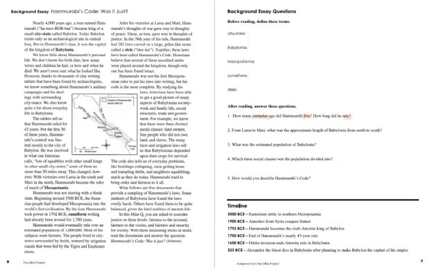Number 2, from Larsa to Mari. So those are these two cities here. So what's the length of Babylonia from north to south? Number 3, what is the estimated population? So how many people were there in Babylonia? Number 4, what are the 3 social classes the population was divided into? And then how would you describe Hammurabi's Code?